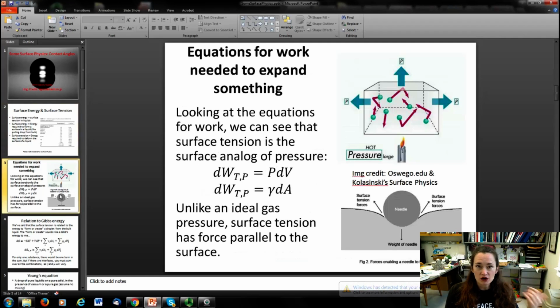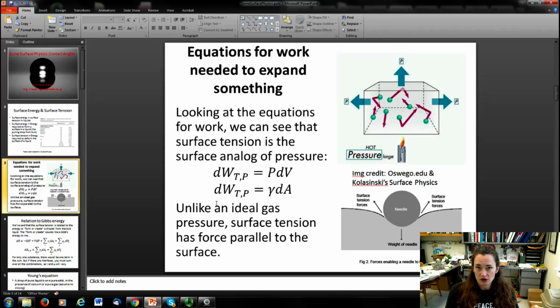Now, if you look at the equations for work, you can see that surface tension is the surface analog of pressure. The amount of work it takes to change the volume of a gas is equal to PdV, the pressure times the differential change in volume. And the work required to change the area of a surface is gamma dA, where gamma is your surface tension and dA is the change in area.